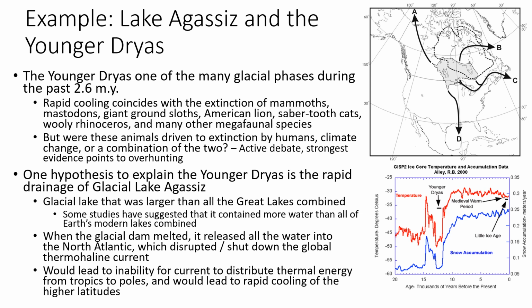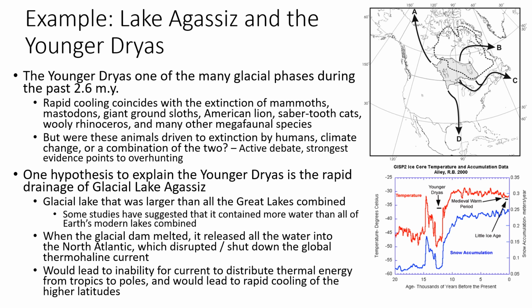All right, so the Younger Dryas. The Younger Dryas was one of many of the glacial phases during the past 2.5 million years. We were basically coming out of a glacial period. It was warming, and then we have the Younger Dryas, and this was the last of the ice ages, right? It was the most recent one, and it was a rapid cooling event, rapid in geologic terms, not as rapid as the warming that we're seeing today due to human activity. But it was a rapid expansion of the ice sheets.